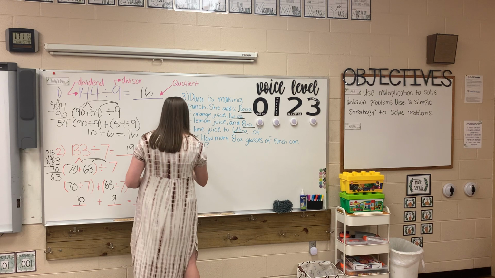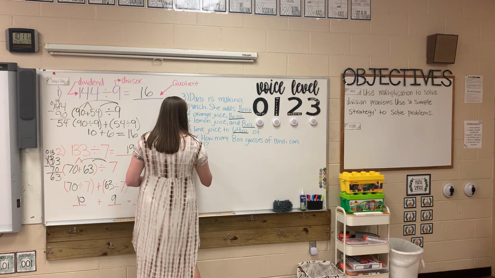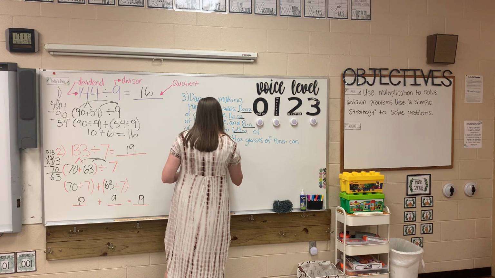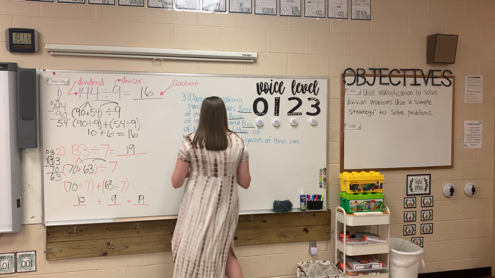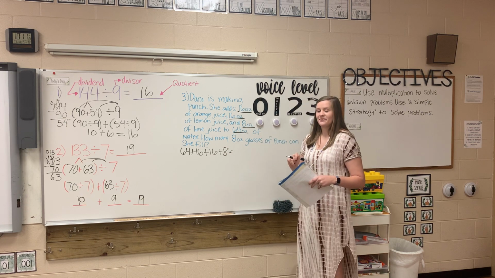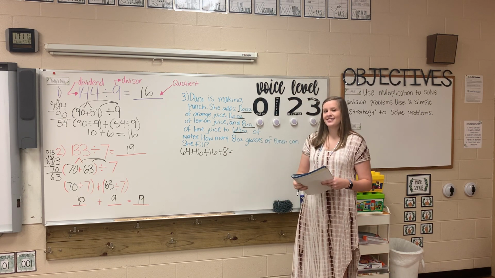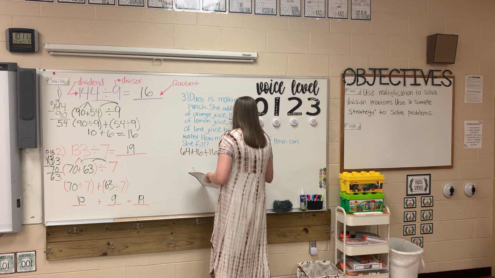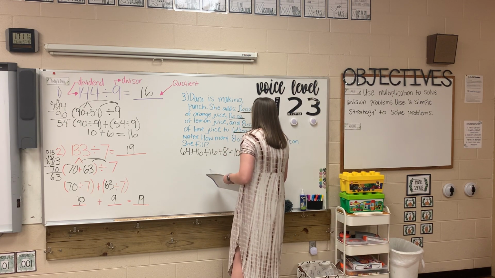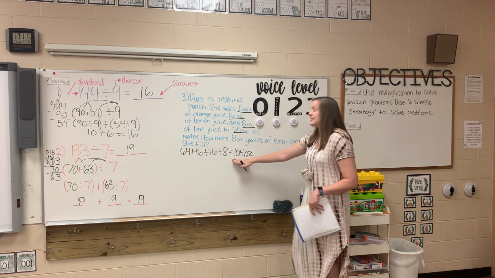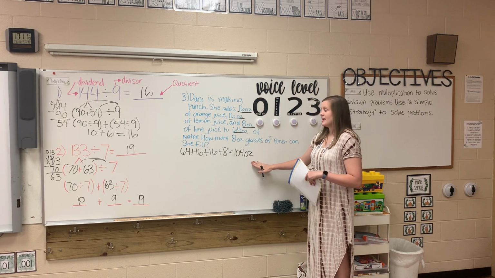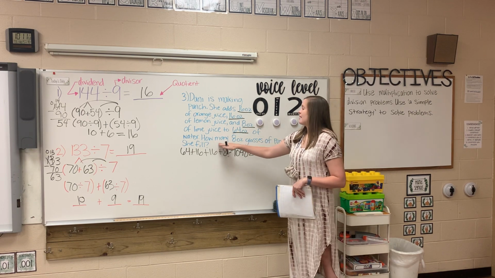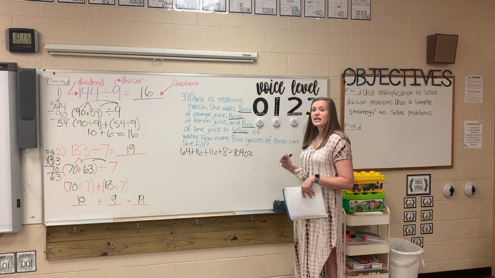So if we have 64 plus 16 plus 16 plus 8, what are we going to get? You can pause it and add those together really quick. We would get 104 ounces. So this is how much punch Danny made. What are we trying to figure out? How many 8-ounce glasses of punch she could fill.